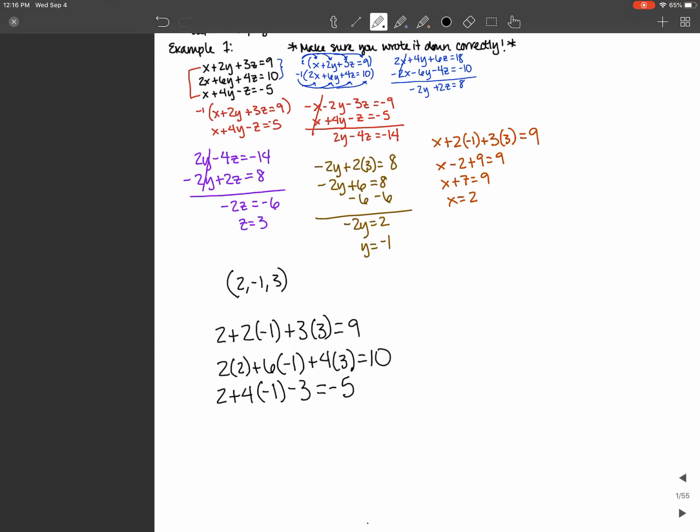So key things to remember, and I'm going to wait because I know some of you are still processing this mess. Key things to remember. Go slow. Use your calculator to check even the simplest of things. Your answers will always be either whole numbers or simple fractions. And it has to work in all 3 equations for it to be right.